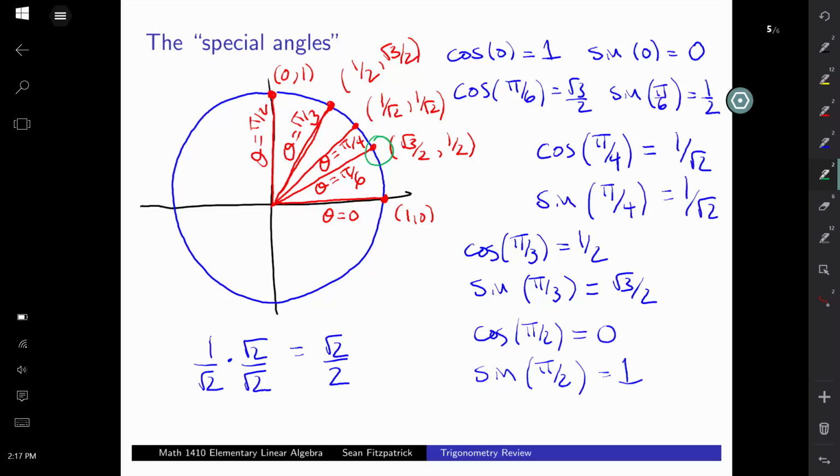You expect that the cosine value should be bigger, and of course root 3, that's around 1.7 something. It's bigger than 1, and so you can figure out which one you need to choose.